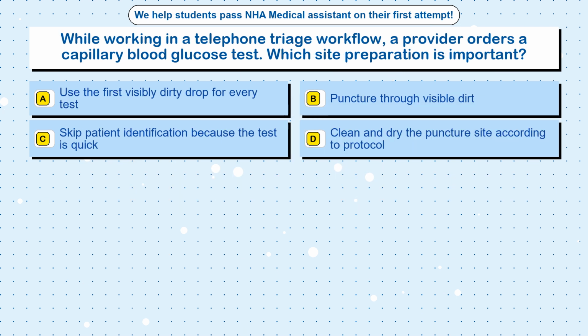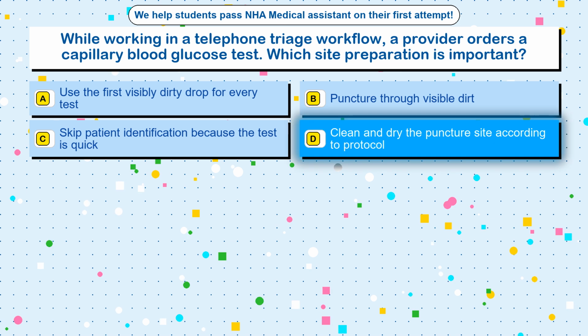Question 36. Which action protects privacy when preparing a patient with diabetes for an examination? Option A. Provide a drape and close the door. Option B. Discuss the visit loudly in the hallway. Option C. Ask another patient to assist. Option D. Leave the door open for convenience. The correct answer is option D.